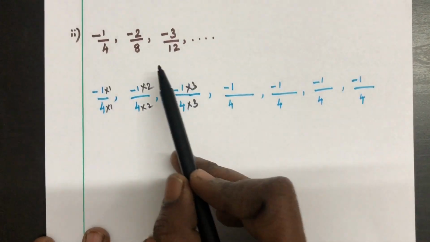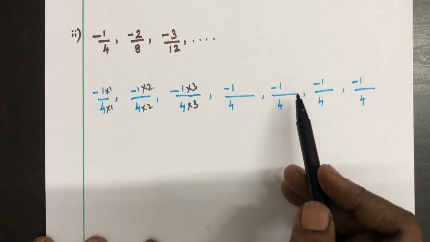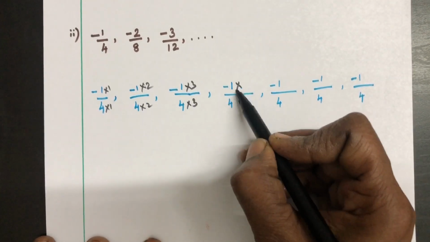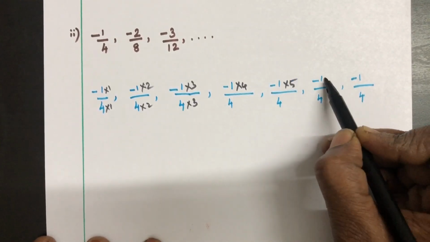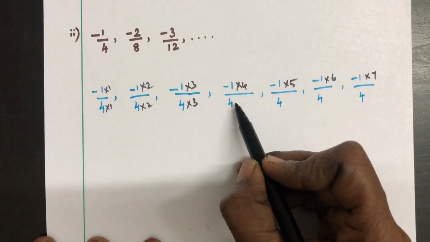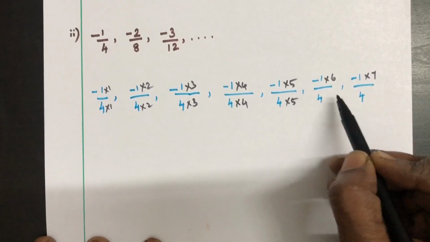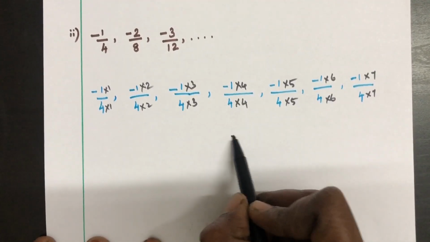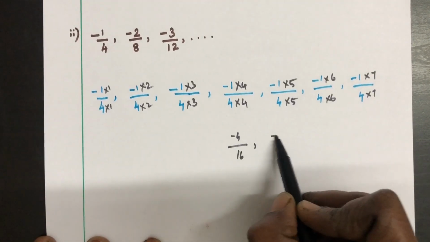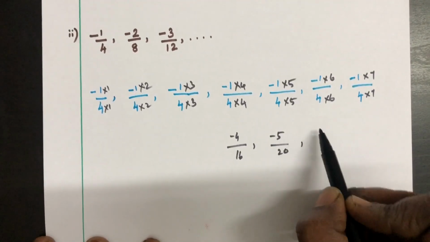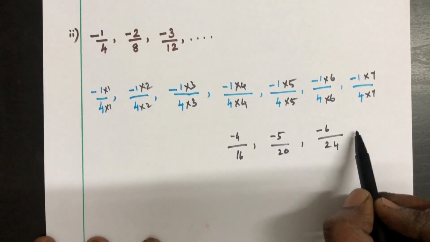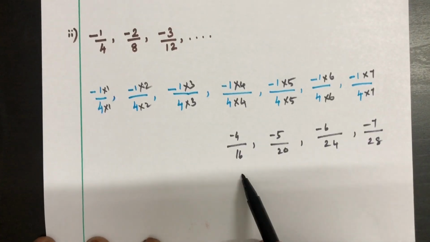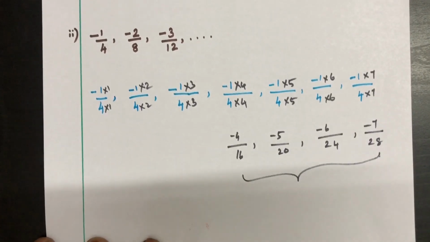So this is the given thing. Now we are going to find the next 4 rational numbers. For that, if they have multiplied it with 1, 2, 3, we are going to multiply it with 4, 5, 6 and 7. Whatever we are doing, we should do it in the denominator also. So what are the other rational numbers? This is minus 4 by 16, minus 5 by 20, minus 6 by 24, minus 7 by 28.